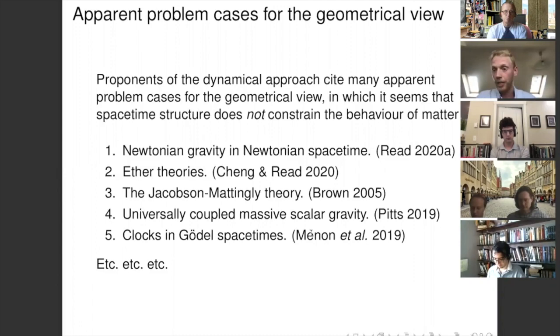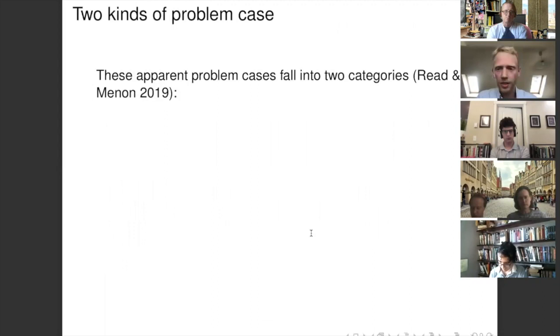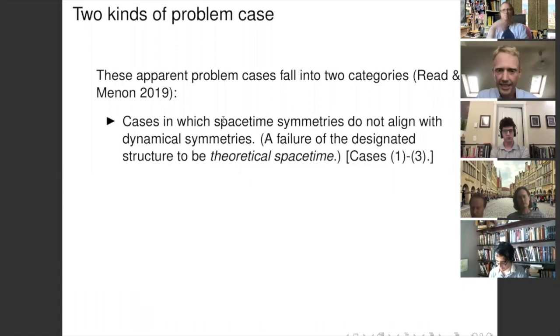So these problem cases fall into two camps. The first are cases in which space-time symmetries just don't align with dynamical symmetries. The first three cases that I wrote down on the previous slide have that form. And we might label that, in the language which Tushar came up with, a failure of theoretical space-time. It's a failure of your designated piece of structure to be what he calls theoretical space-time, when its symmetries don't coincide with the symmetries of the dynamical laws.